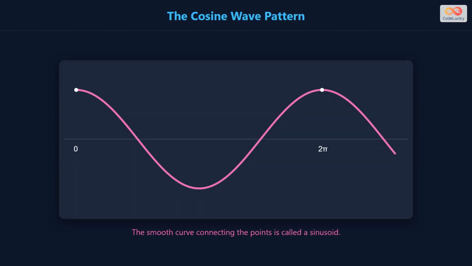When we connect these points with a smooth curve, we get the classic sinusoid shape. This is the graph of y equals cosine of x. It is a continuous wave that repeats infinitely in both directions, oscillating perfectly between its maximum and minimum values.